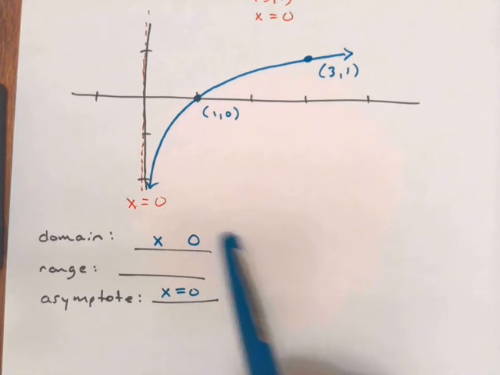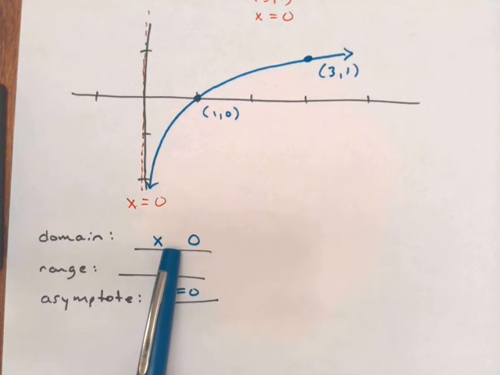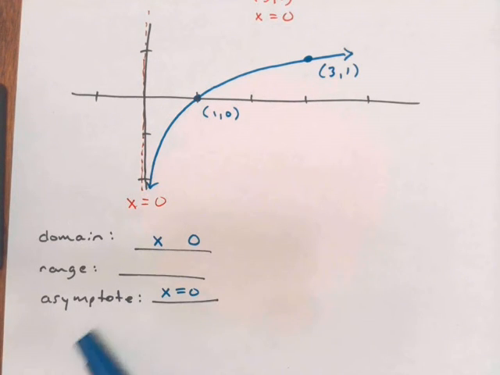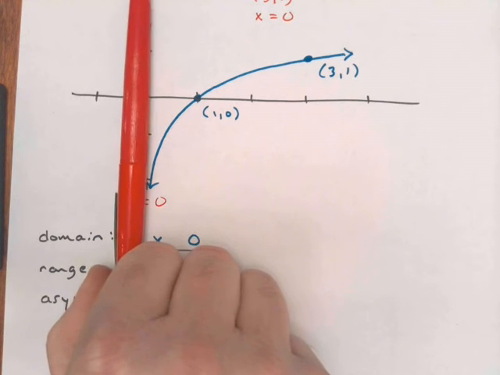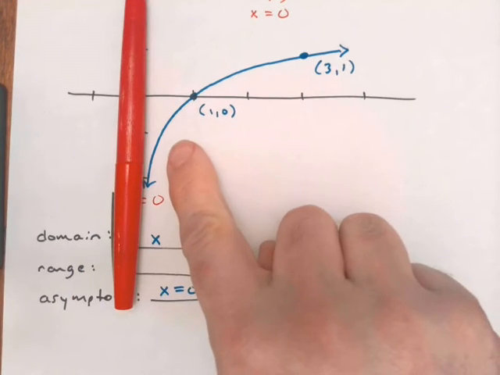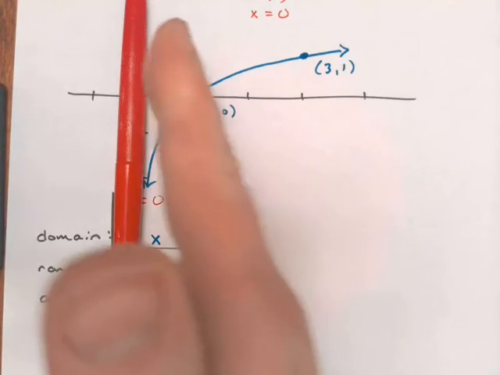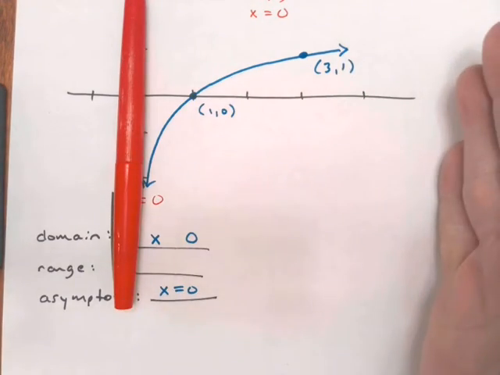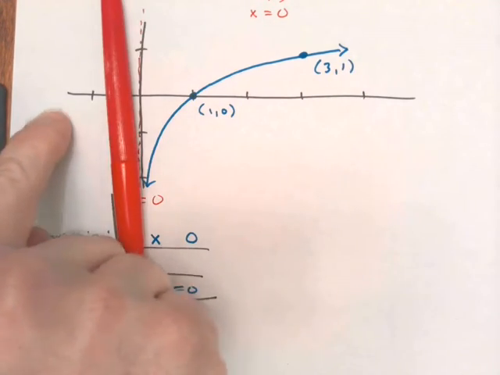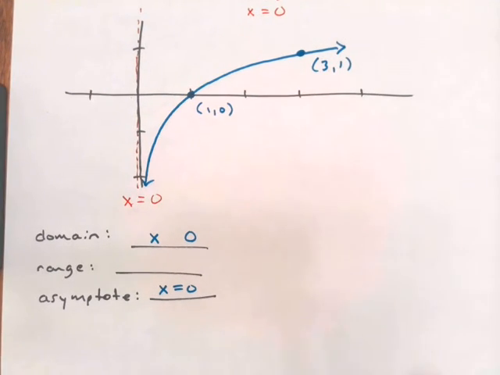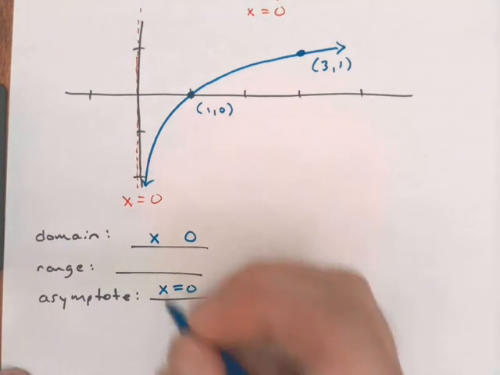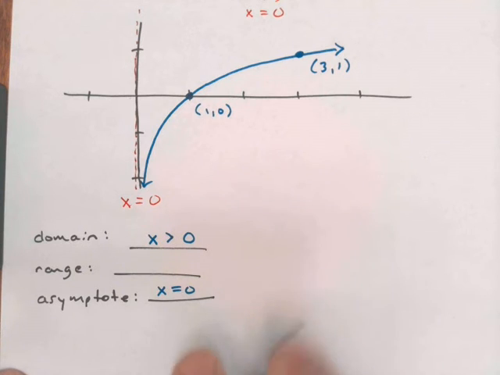Copying the x and the 0 down into the domain in between, I'm going to need a symbol there. And if you take a look at this graph, we have a vertical asymptote here on the y-axis. And our graph is completely over to the right, which are all of the bigger values of x. We don't have anything that has smaller values of x. All of our points are over to the right. So the domain is x is greater than 0.